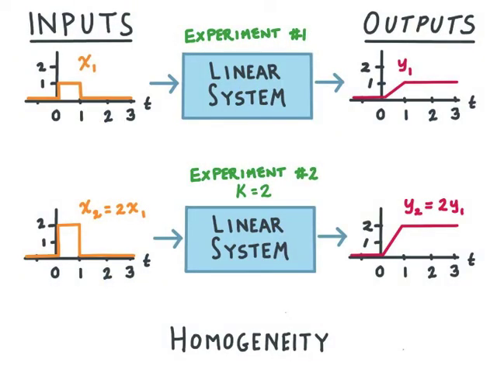Here is a graphical interpretation of the property of homogeneity. On the left we have inputs x1 and x2 equal to 2 times x1. We put both of these inputs into the same linear system. The outputs, in this case, are y1 and y2. And because the system has homogeneity, output y2 is twice output y1.